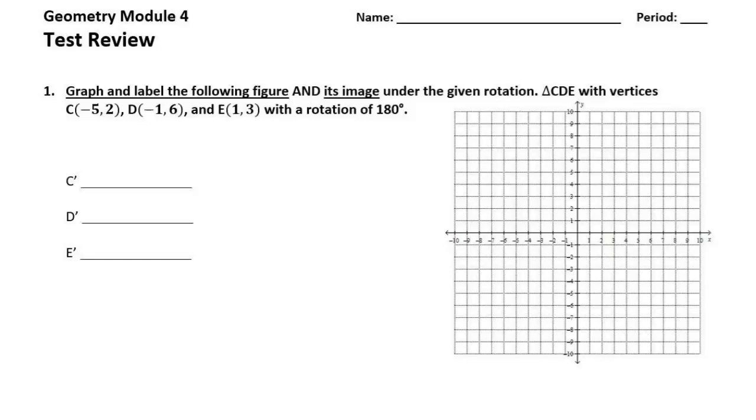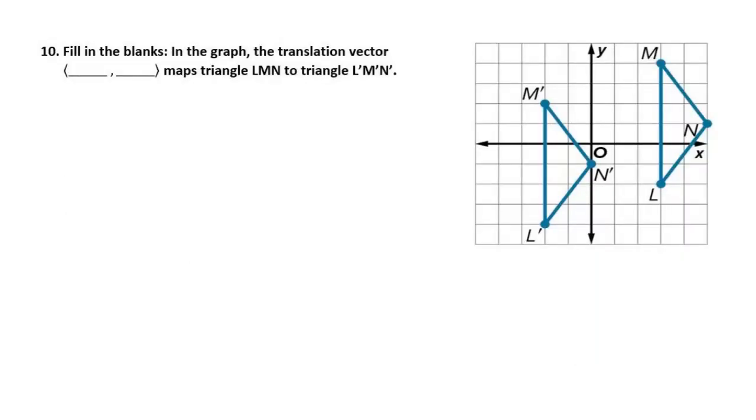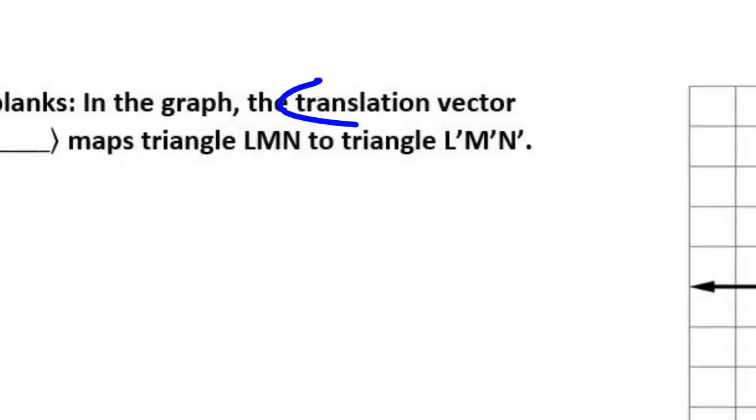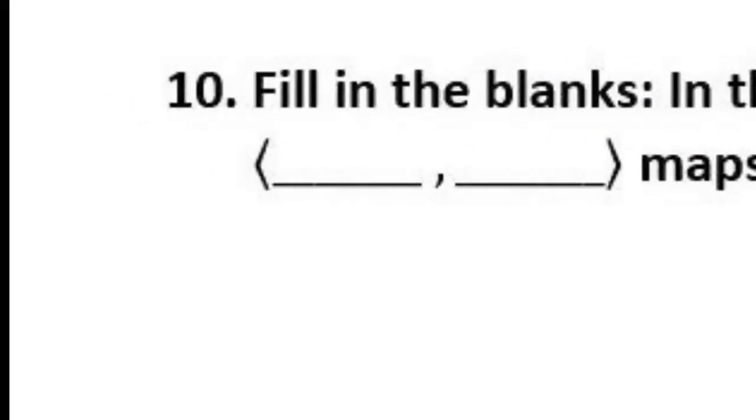Right, so problem 10, very back page, looks like this. We need to find the translation vector. We are going to find the vector that mapped triangle LMN to triangle L prime, M prime, N prime. When we are given a vector, what does the first number tell us?